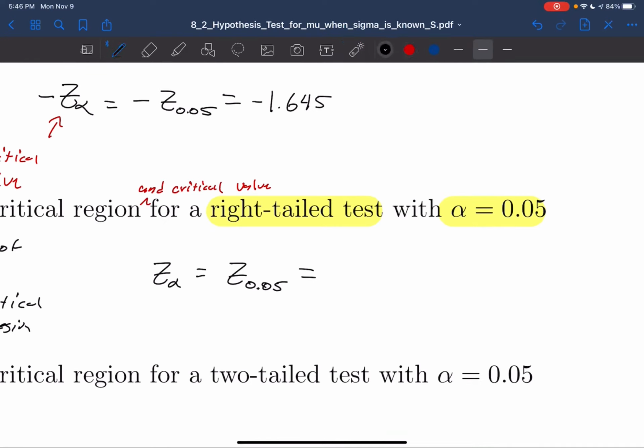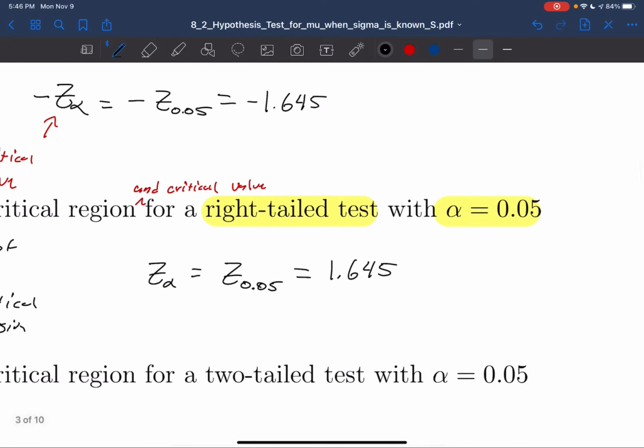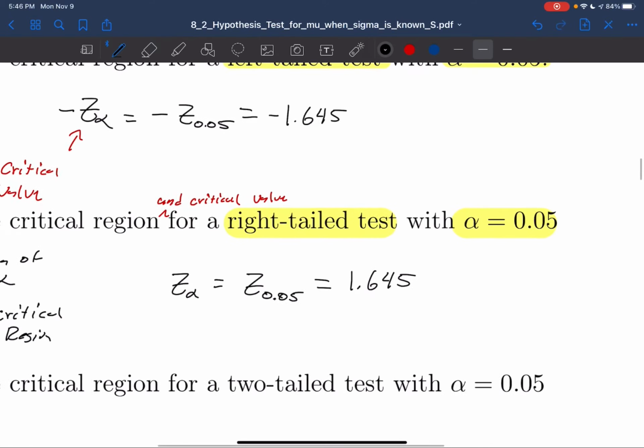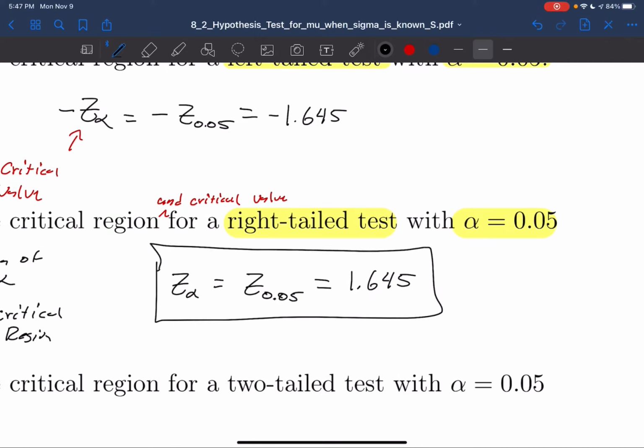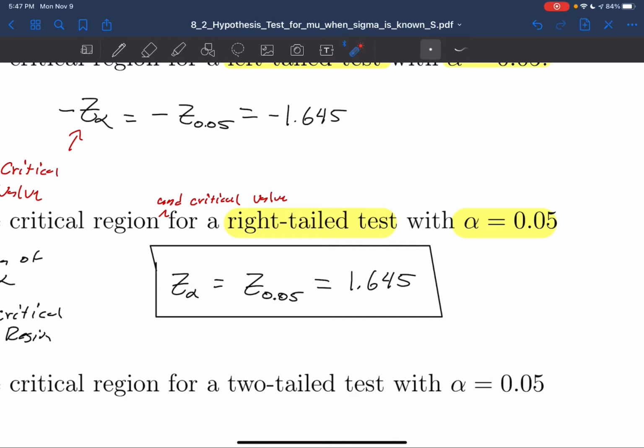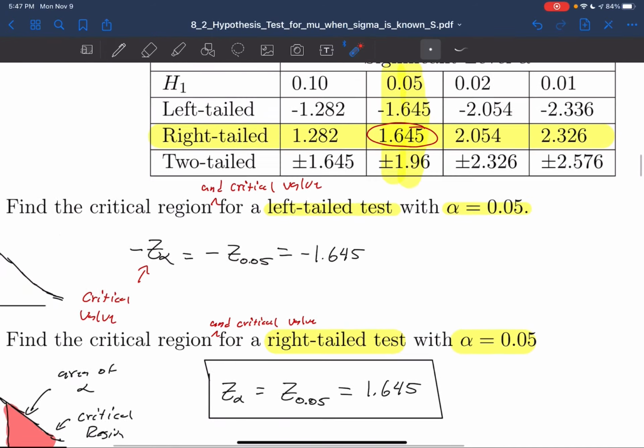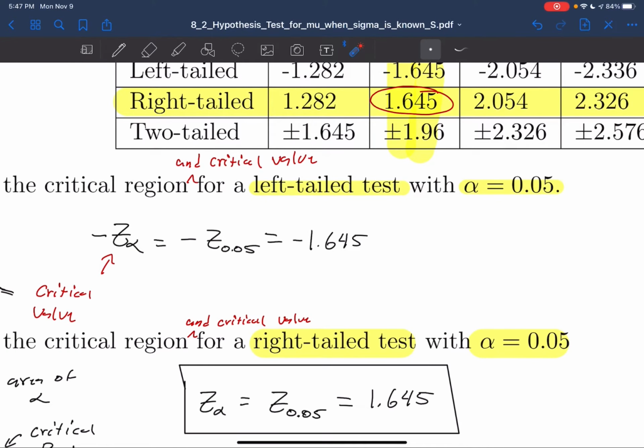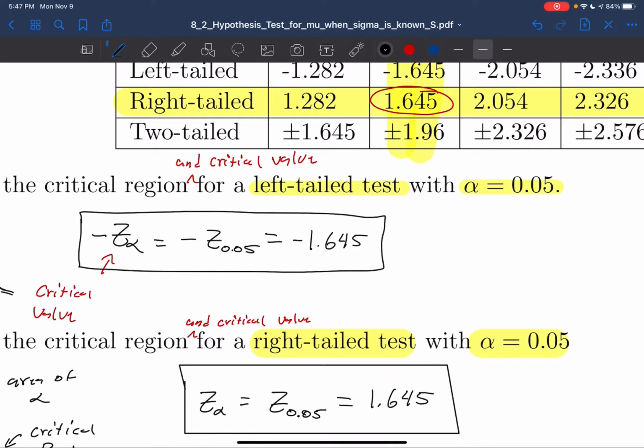So this is going to be equal to 1.645. So this is our critical value for a right tail test when alpha is equal to 0.05. And let me just box this answer too. So here, this was the critical value of our left tail test when alpha is equal to 0.05.